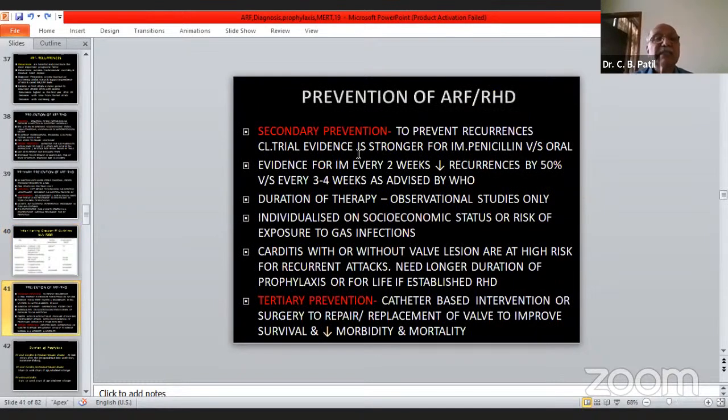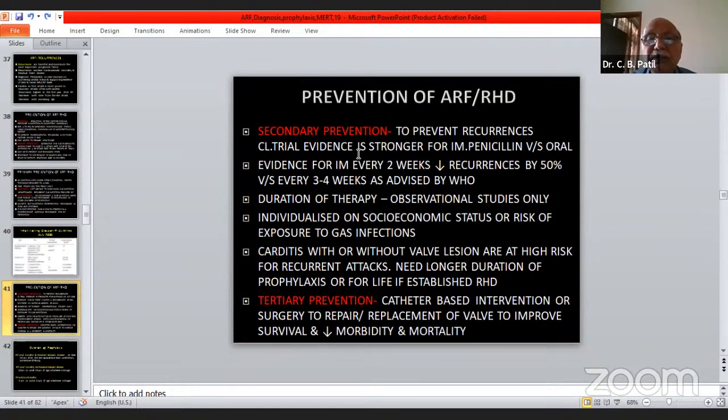Prevention of ARF and RHD: secondary prevention to prevent recurrences. Clinical trial evidence is stronger for intramuscular penicillin versus oral. Evidence shows IM every 2 weeks decreases recurrence by 50% versus every 3 to 4 weeks as advised by WHO. Duration of therapy: observational studies only.